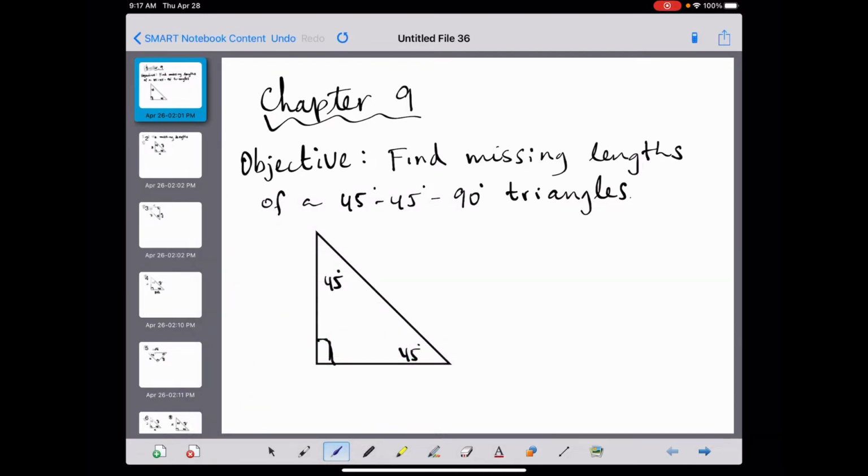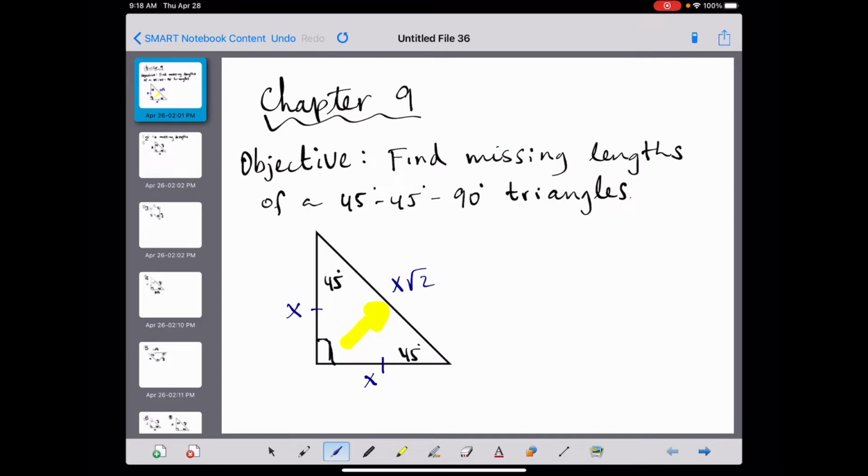Across from 45, it's always x, no matter what. And then across from the other 45, it's x. Since both of these sides are the same, the length is always the same, okay? And the side straight across from the 90 degrees, that's the hypotenuse. That is always x square root of 2.